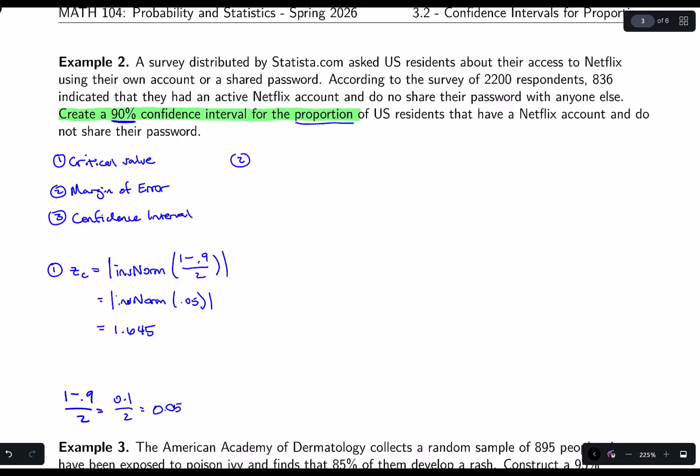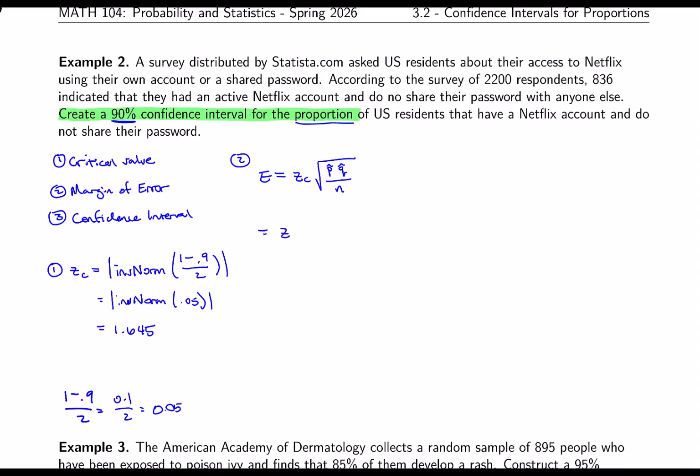The second step is the margin of error. And the formula for the margin of error, it's basically always the same. It's the critical value that we just came up with times the standard error for the statistic that we're working with. Well, the standard error in this case is the square root of p hat times q hat divided by n. So we need to figure out these values. We just came up with z sub c, the critical value, that's 1.645. But we need to figure out p hat, q hat, and n.